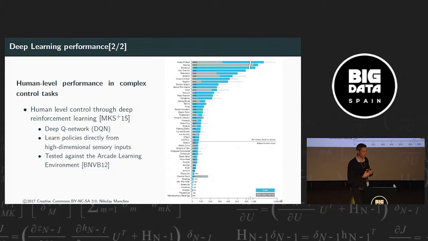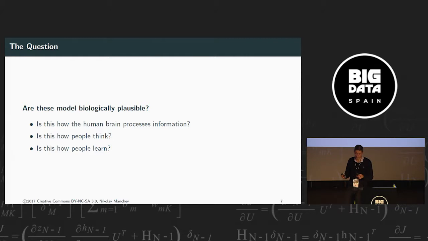And what I was interested in was to answer the question why. Why people are good at some games, why machines in deep networks are better at others. And does this have to do with the biological plausibility of how these networks work? And if you think about biological plausibility, you have to break down the questions into 3 parts.